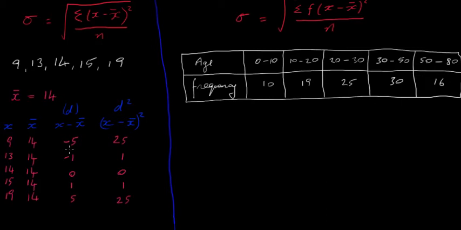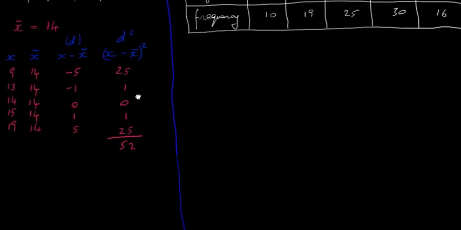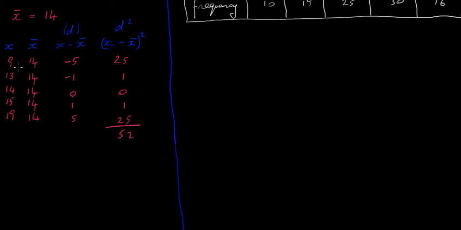The reason we're squaring it is to get rid of any negative numbers here. Now we want the sum of x minus x bar squared. So I'm going to add up all of these. So if I add up all of those, I'll get 52. Okay, so let's do the next bit then. We want to divide by n, the number of numbers. So there are 1, 2, 3, 4, 5 numbers. So I'm going to take 52.